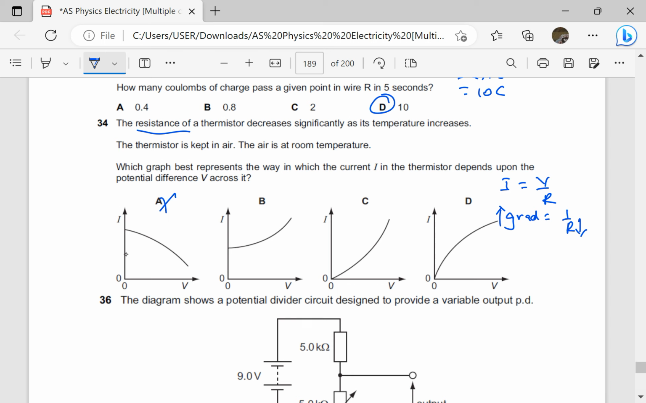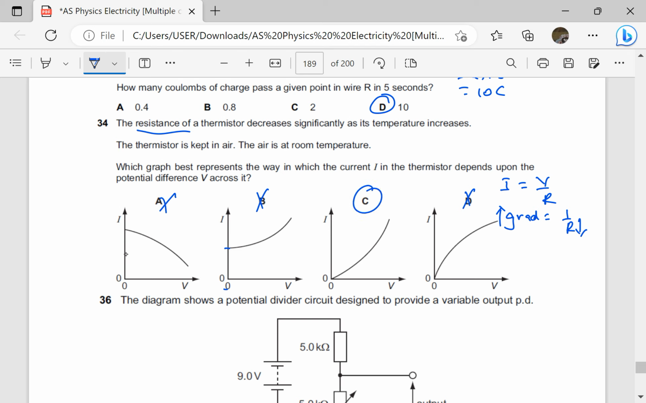Okay. Then we have C. Then D is showing that as the resistance decreases, the gradient also decreases. So we have to choose between B and C. What makes B automatically wrong is the fact that there is a current when there is no potential difference in a thermistor. So this one is automatically wrong. So our answer is going to be C.